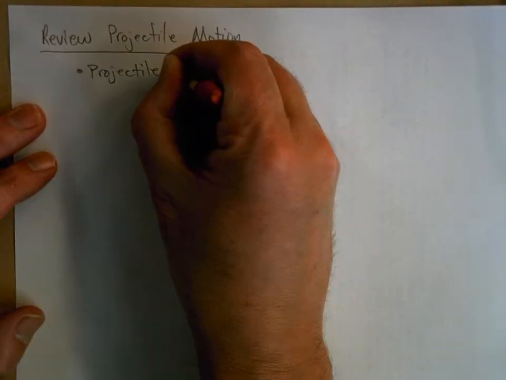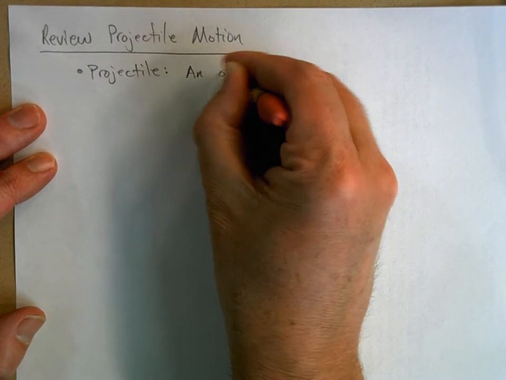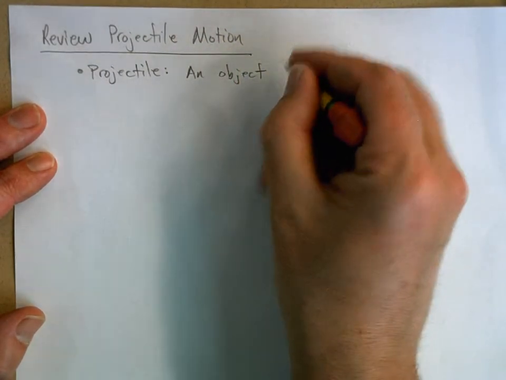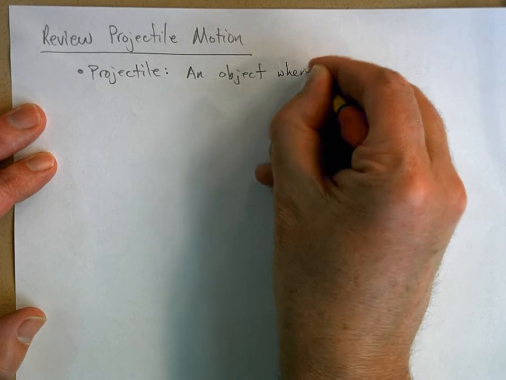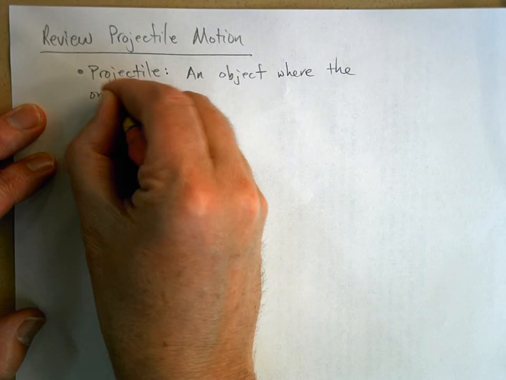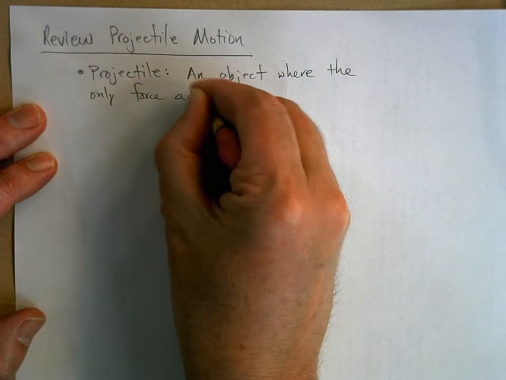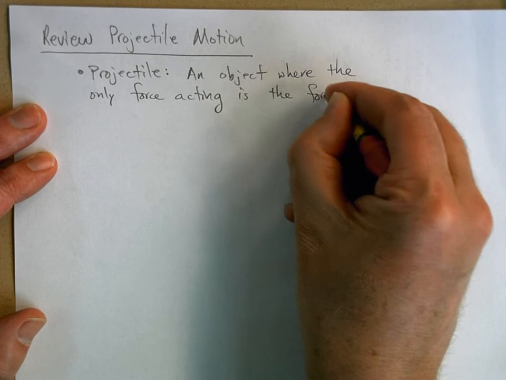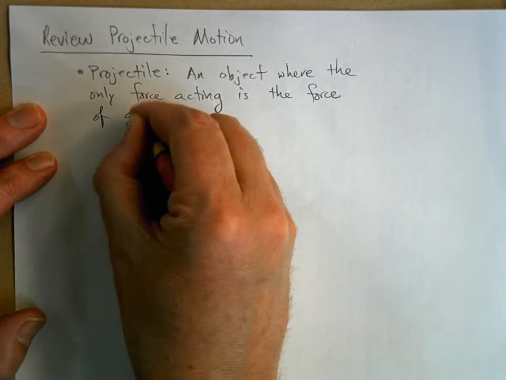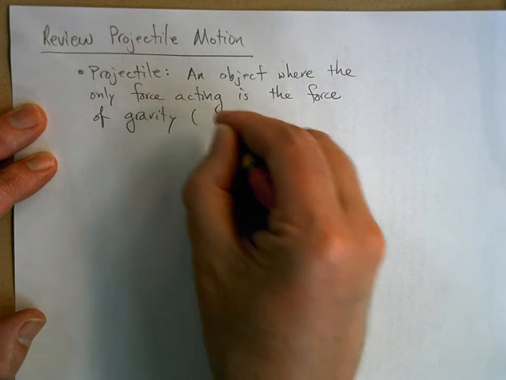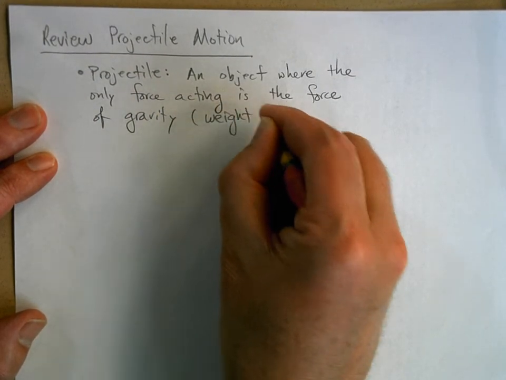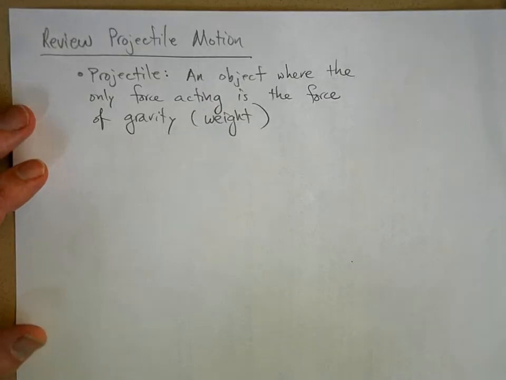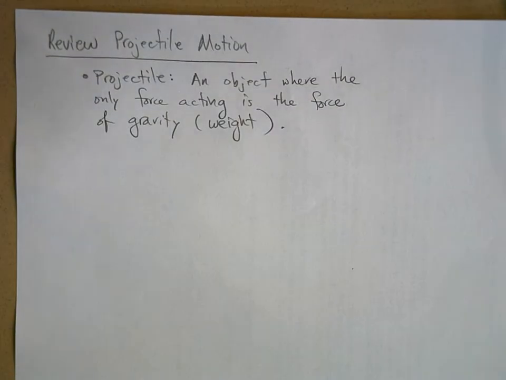So a projectile is an object where the only force acting is the force of gravity, also known as weight. Okay? So now let's review the different kinds of problems that you might see on the AP test.